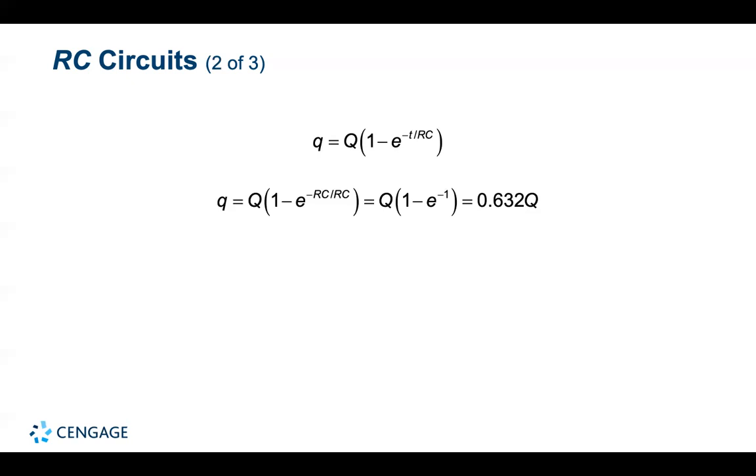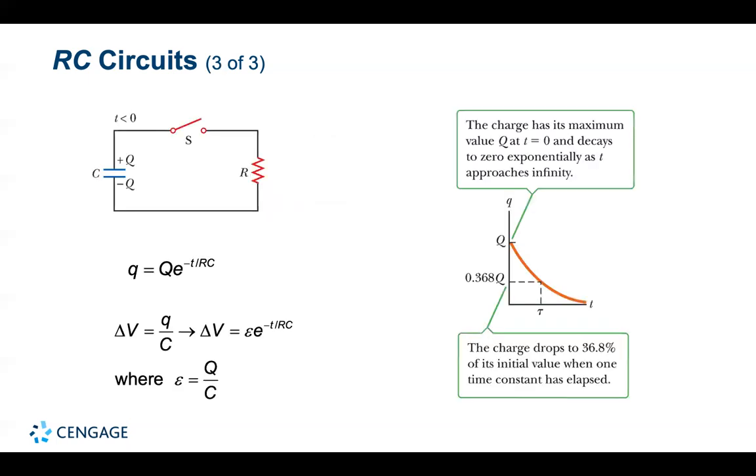Note that a capacitor charges very slowly in a circuit with a long time constant and very rapidly in a circuit with a short time constant. After a time equal to 10 time constants, the capacitor is more than 99.99% charged. So in this figure, on the left, we have a charged capacitor connected to a resistor and a switch. And then on the right, we have a graph of the charge on the capacitor versus time after the switch is closed.